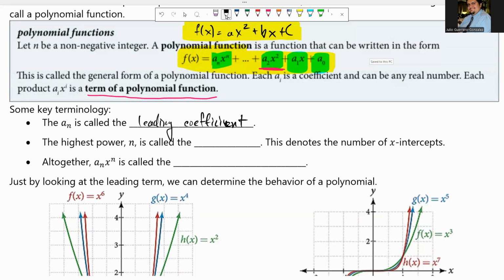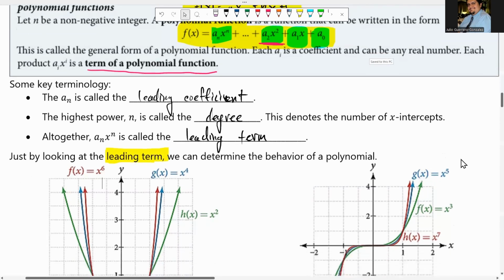The highest power, the n, is called the degree. The degree tells us the number of x-intercepts that our polynomial is going to have. And then altogether, that a_n x^n, the absolute highest power term, all of that is called the leading term. There's a lot of stuff built into just that leading term.